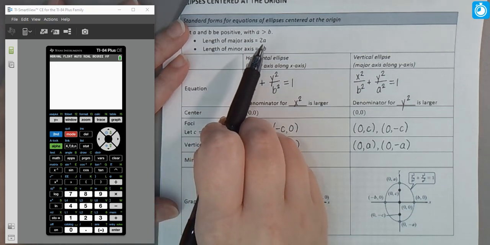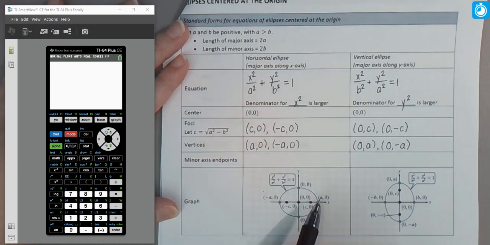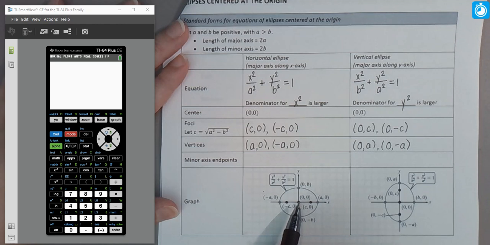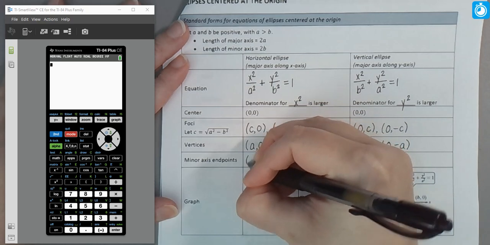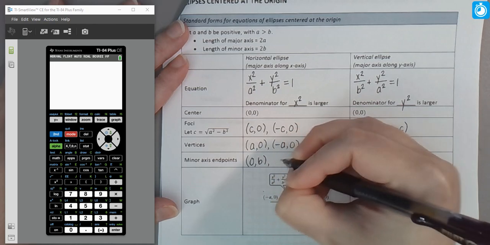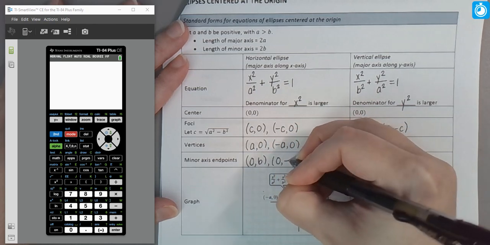So the length of the major axis is 2A, so A units in either direction away from the center. The length of the minor axis is 2B, which means B units in either direction from the center. But in this case, it's going to be B units vertically in either direction. So our X coordinate is going to stay constant, and then we're going to transition B units vertically, B units up and B units down. So our minor axis endpoints are going to be (0, B) and (0, negative B).